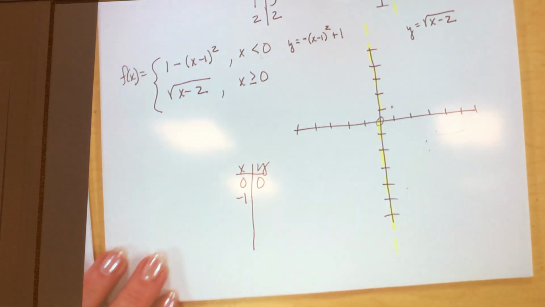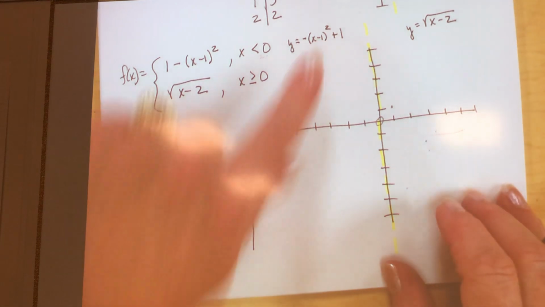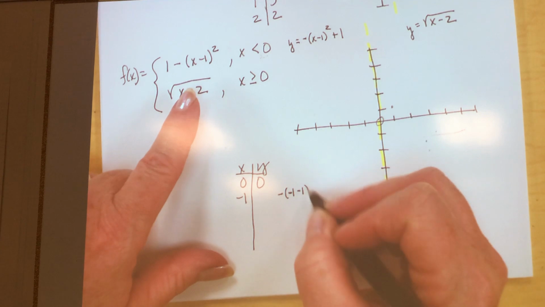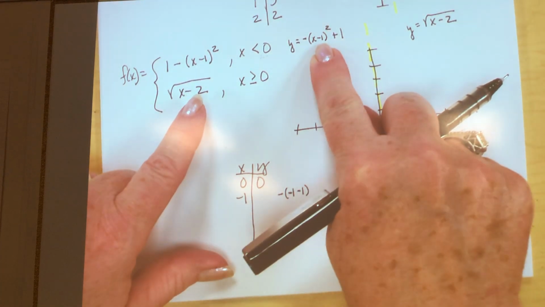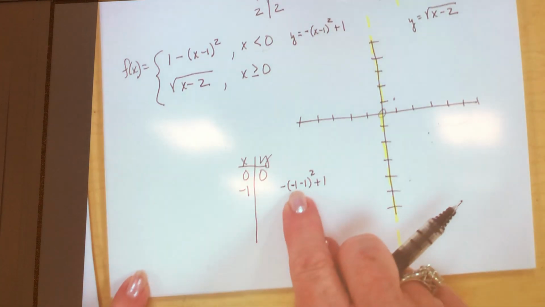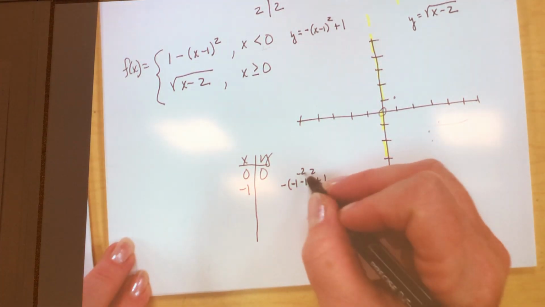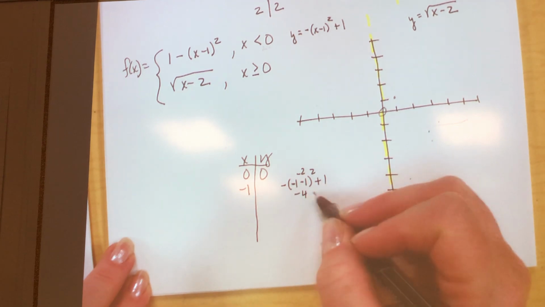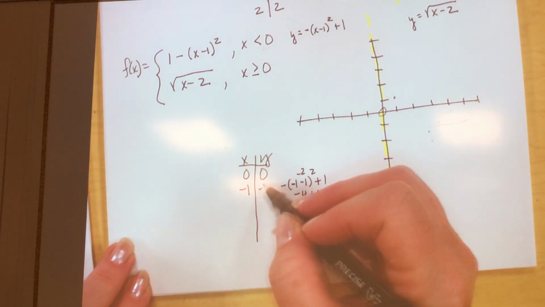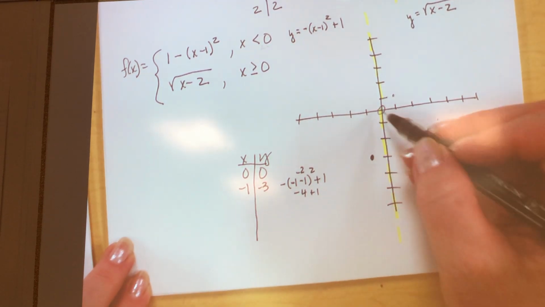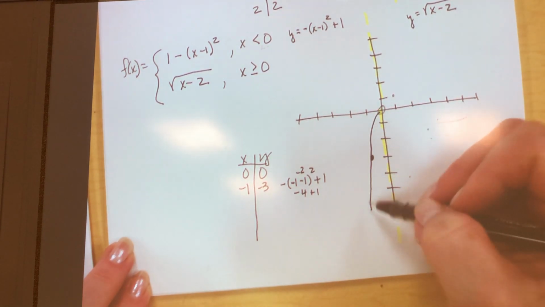What am I going to do with that number? I'm going to plug it in, okay? So I got the opposite of quantity -1 minus 1 squared plus 1. What's -1 minus 1? Negative 2. What's negative 2 squared? 4. What's the opposite of 4? Negative 4. What's negative 4 plus 1? Negative 3. So at negative 1, it's negative 3. So this is what my parabola looks like.